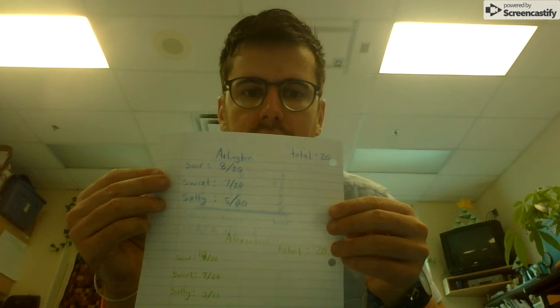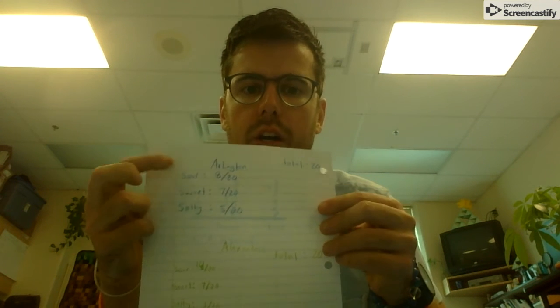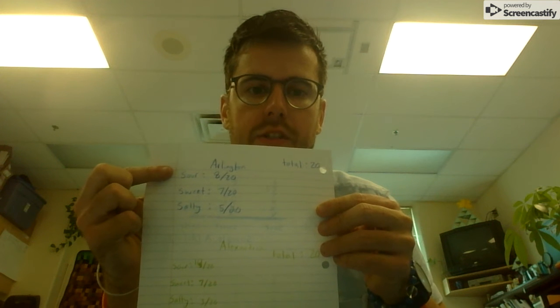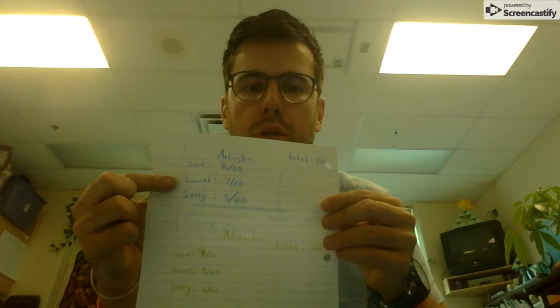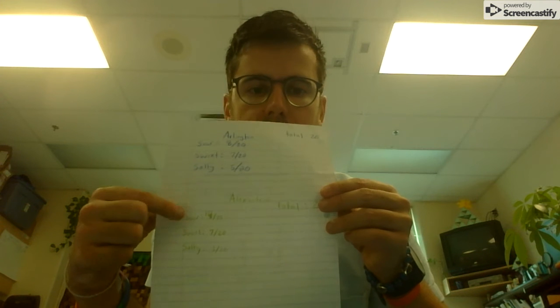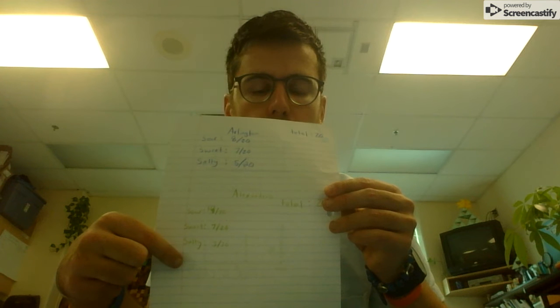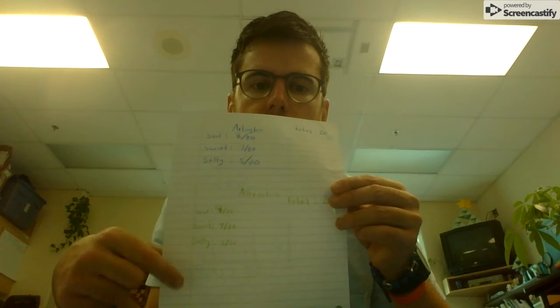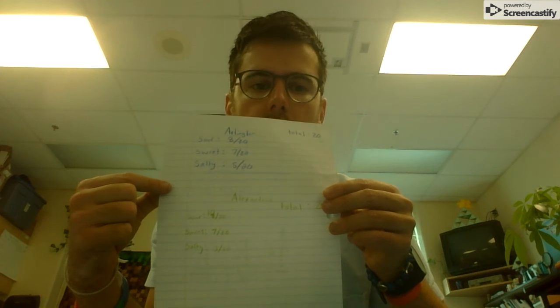Notice how I've basically just turned that into a part to total fraction. So my sour up here, that's 8 parts to 20 total pieces. Sweet, 7 parts to 20 total pieces. And salty, 5 parts for 20 total pieces. Same thing down here for my Alexandria sample, except I have 10 per 20, 7 per 20, and 3 per 20. Okay, so here's how we can use this data to find a certain chunk of a circle.